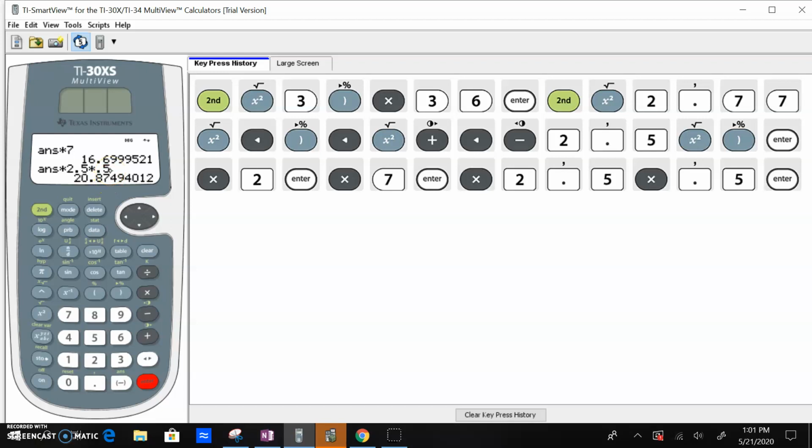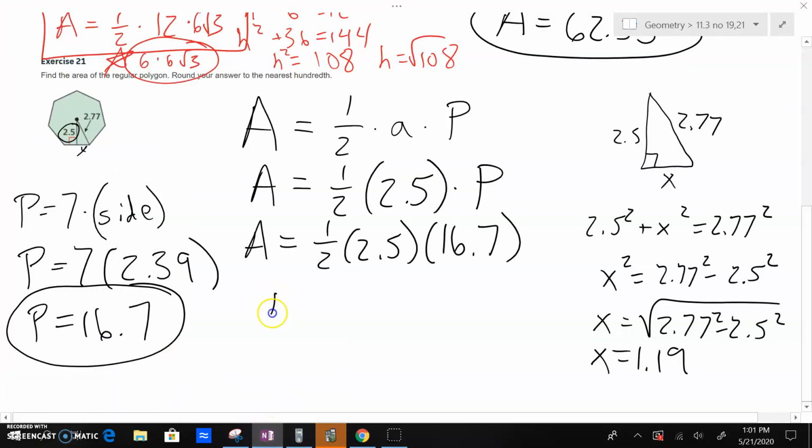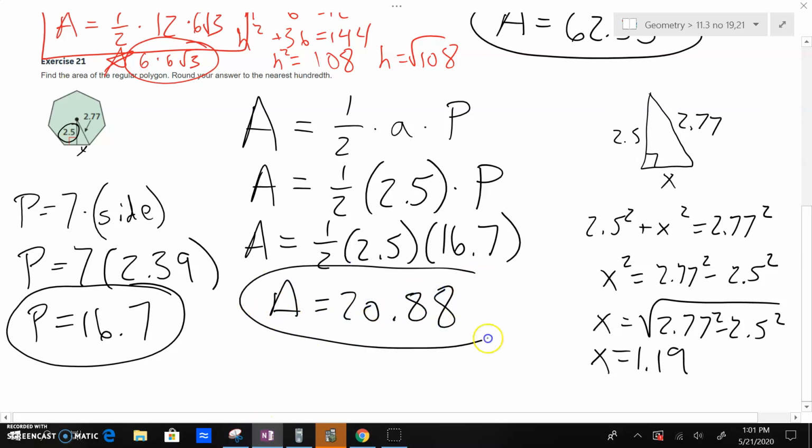So 20.88. Tests and quizzes and things in the future for you are not going to get hung up a great deal on that kind of rounding. But this one does ask us to go to 2 decimals. So technically it would be 20.88 as our area if we're going to the nearest hundredth. And that is using this formula. And in this case, you had to use that formula, and you actually had to do a little bit more in order to get the pieces that you needed.